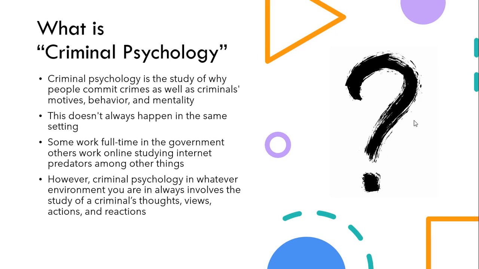What is criminal psychology? Criminal psychology is the study of why people commit crimes as well as criminals' motives, behavior, and mentality. Though this isn't always done in the same environment, some criminal psychologists work as private consultants and others as full-time employees in the government. A criminal psychologist can also explore computer-related fields that deal with internet predators and online fraud. Being a criminal psychologist can result in you spending a large amount of time interviewing people, looking into someone's life history, and/or providing info in the courtroom. However, criminal psychology, in whatever environment you are in, always involves the study of criminals' thoughts, views, actions, and reactions.